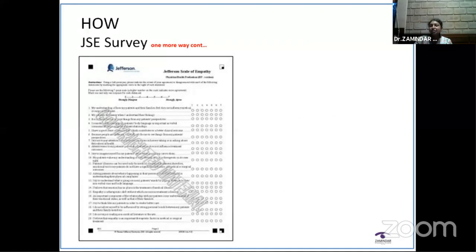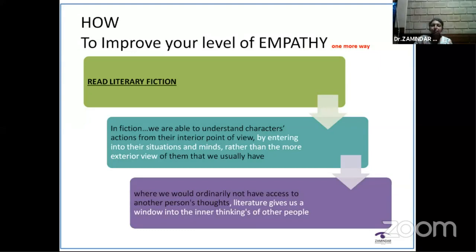This is how a JSE survey, or Jefferson Scale of Empathy survey, looks. There are 20 questions and points are given, rating from 1 to 7, strongly agree to strongly disagree. They are computed, tabulated, and a total score can be given. And we can assess the empathy scale in our team, not only the physicians, all our teammates, including the optometrist, the accounts person, or the front office desk.